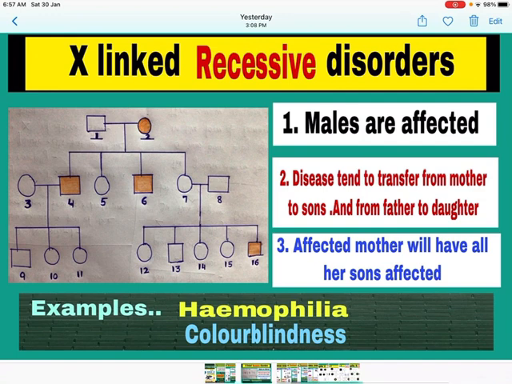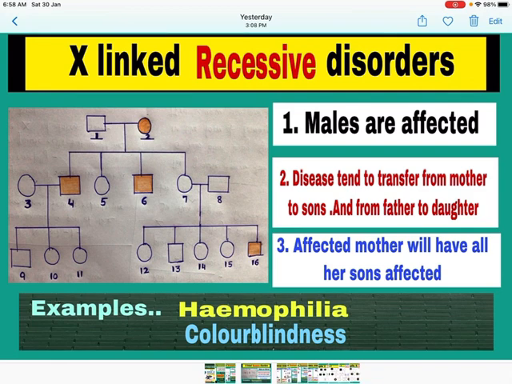Come to the second pattern, X-linked recessive disorder. See the pedigree and check. Males are affected here. See point 4, 6 and 16. They are males and they are affected. Next, see point 2. Here the mother is affected and she has both sons, number 4 and number 6. Both sons are affected. So the golden rule is: affected mothers always have all her sons affected.